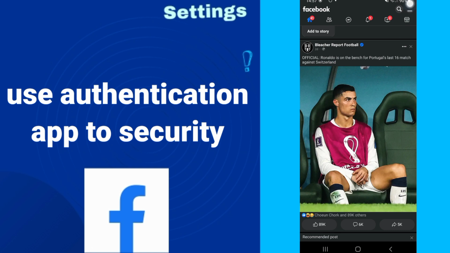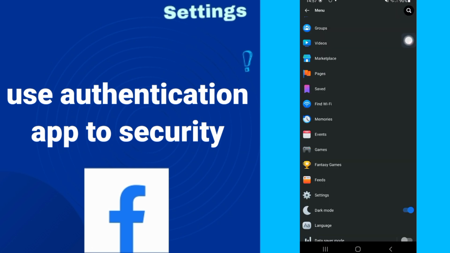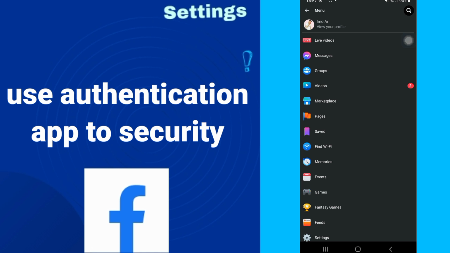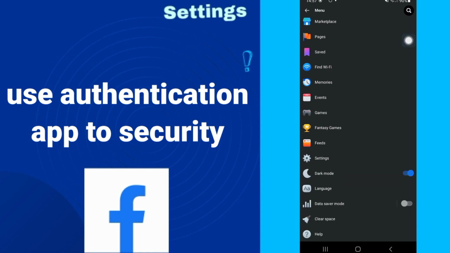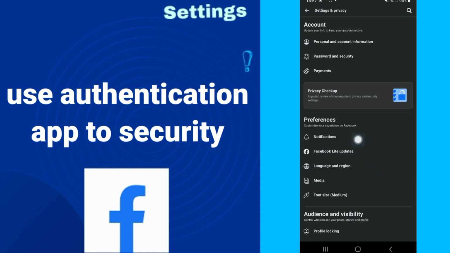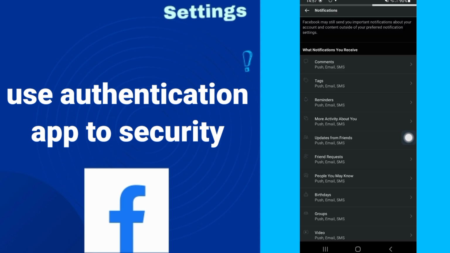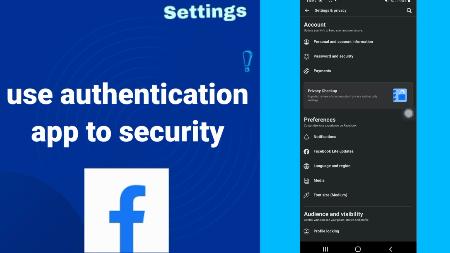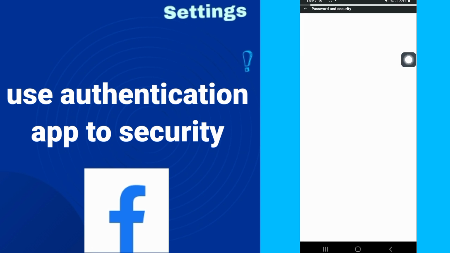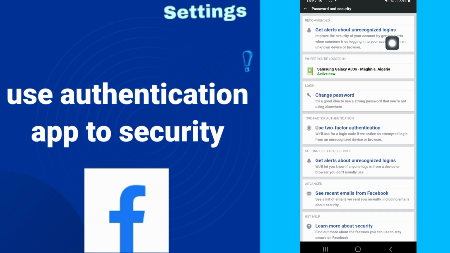We come here in the app, we click, and we come to this window. We go down, then we come here to Settings. We click on Settings, and we come to this window. We come here to Notifications, we click on Notifications, and we come to this window. Oh sorry, we will go and come here to Password and Security. We click here on Password and Security, and we come to this window.